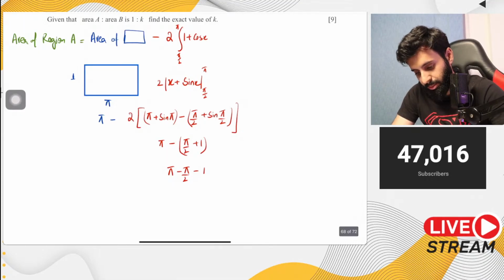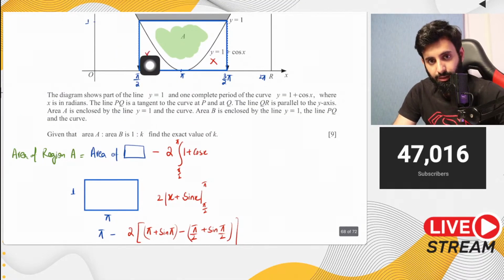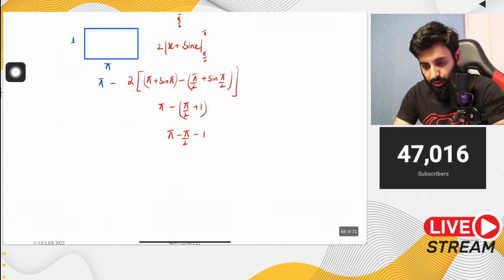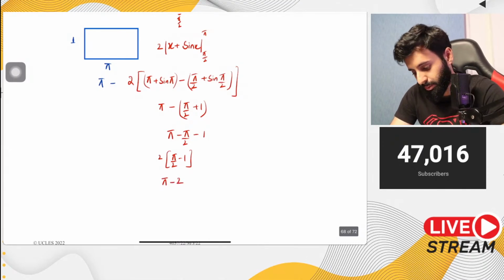Why multiplied by 2? Because if you're using the limits pi upon 2 to pi, you're only finding half the region that you have to subtract. So let's do that. Pi minus pi upon 2 will be pi upon 2 minus 1, and when you multiply it by 2, you get pi minus 2. Okay, so this is what we get.